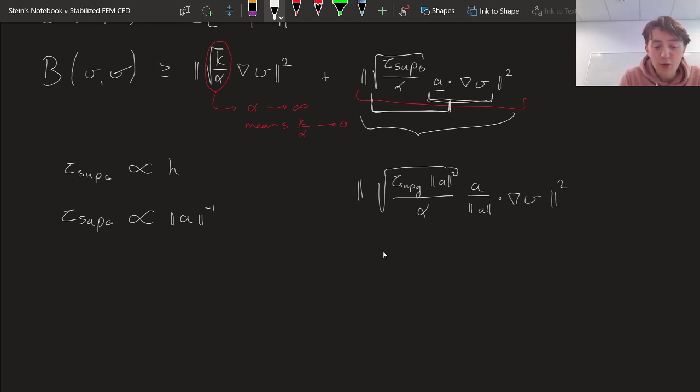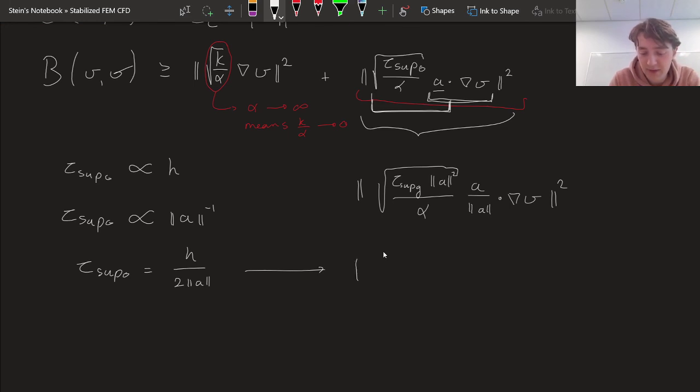So let me now propose a certain tau. The one that we'll actually choose, tau SUPG, is going to be equal to 2 times h, or was it h divided by 2? I think it was h divided by 2. We're going to choose tau SUPG as h divided by 2 times the magnitude of A.